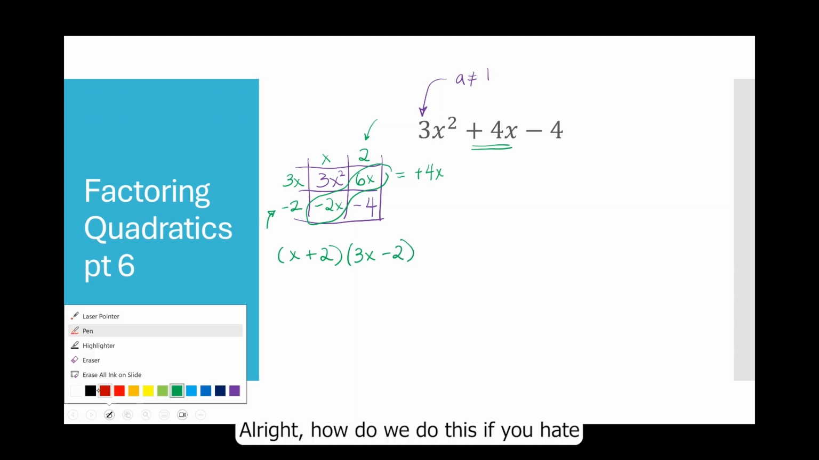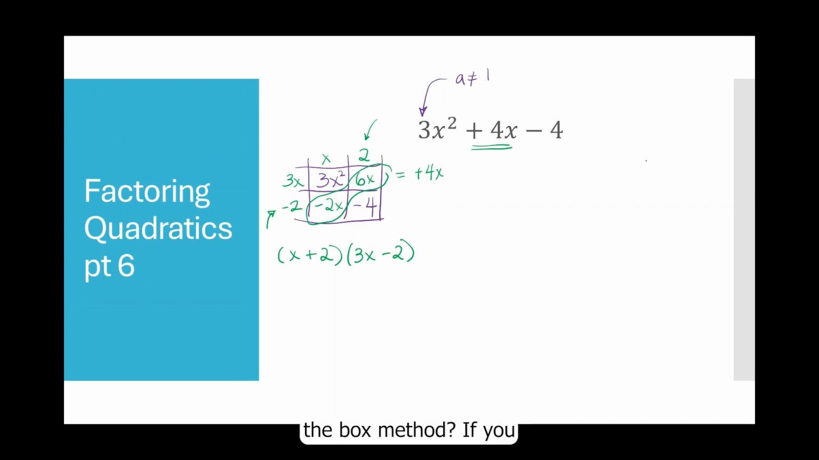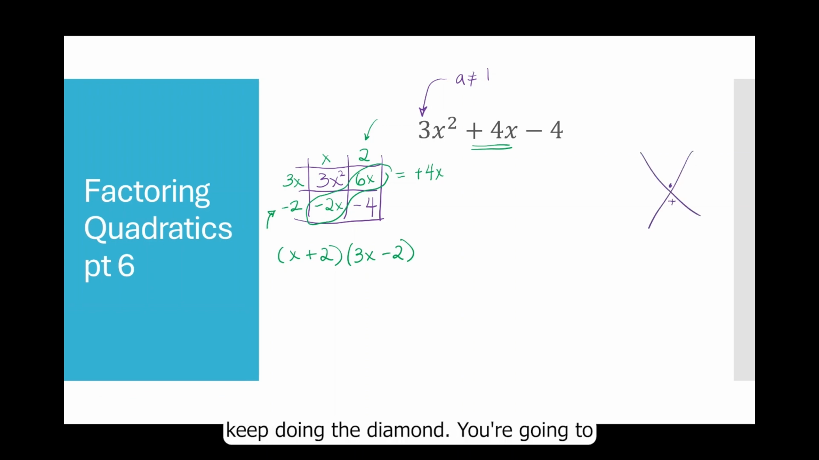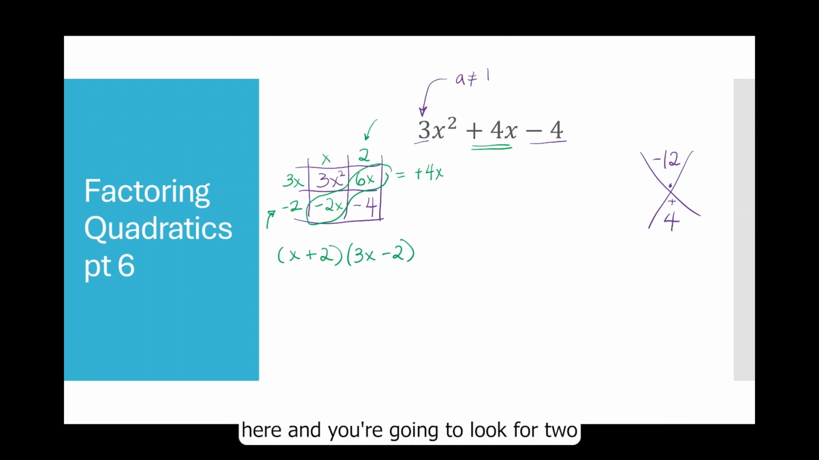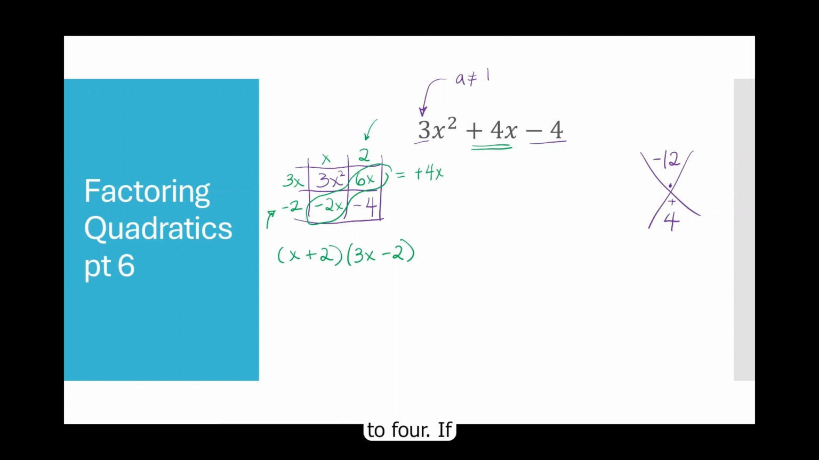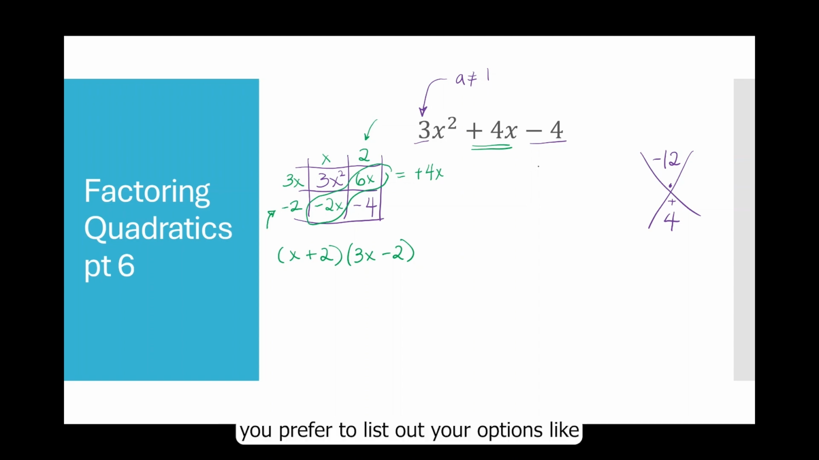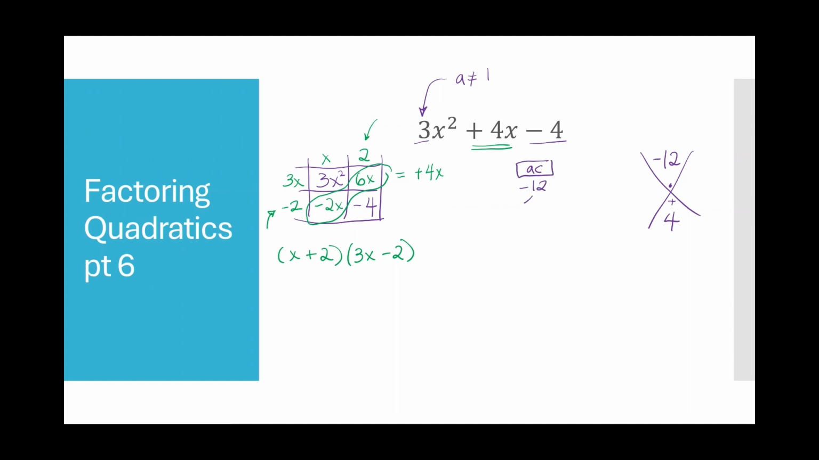All right, how do we do this if you hate the box method? If you are loving the diamond, you're going to keep doing the diamond. You're going to multiply your a and c, 3 times -4 to make -12. And you're going to put your b here. And you're going to look for two numbers that multiply to -12 but add up to 4. If you prefer to list out your options, like this AC method, same thing. Whichever way you prefer to do it.